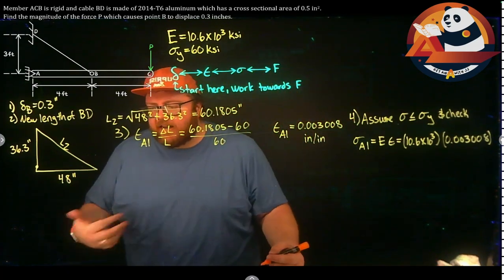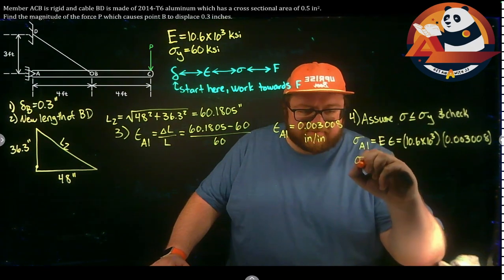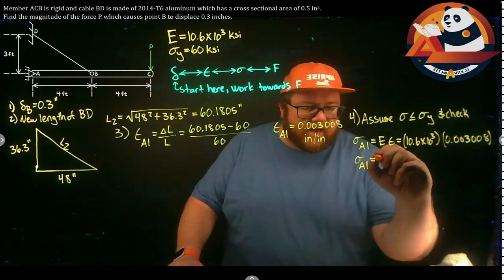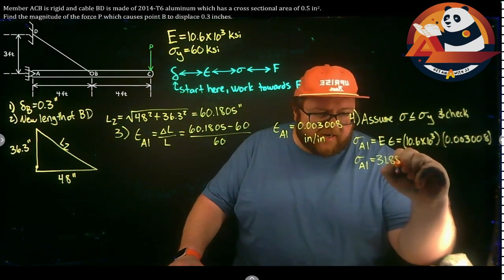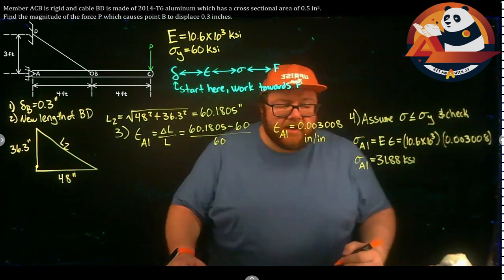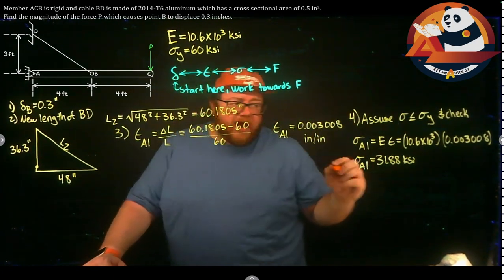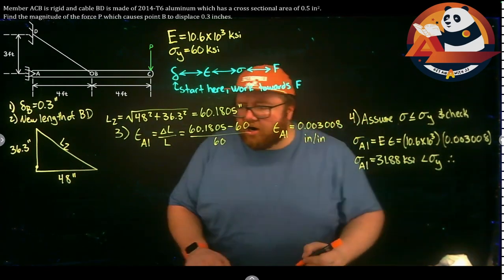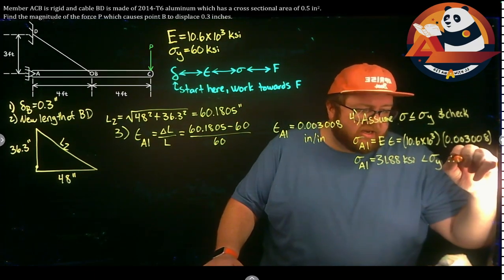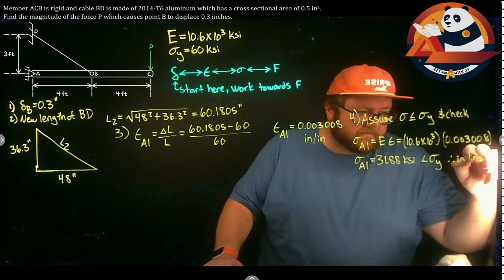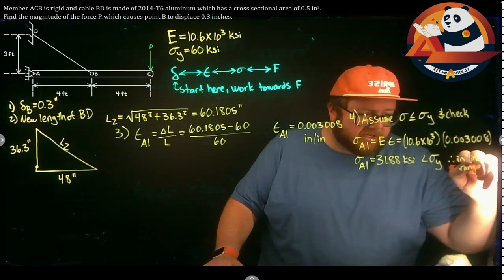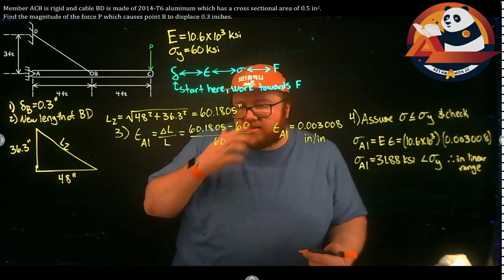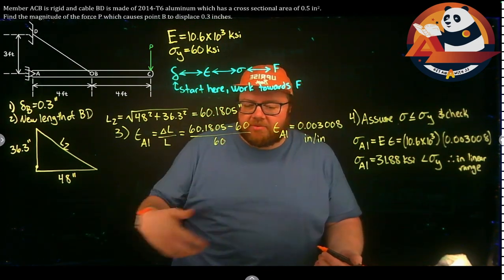Or my stress here, my sigma AL, should work out to be 31.88 KSI. And if we compare that to our yield stress, we're about half of that. This is less than sigma y. Therefore, we are in the linear range of our stress strain diagram. We haven't started to yield yet. Our basic equations are going to hold true for us. We should always want to come in and check that for everything as we plug through these.